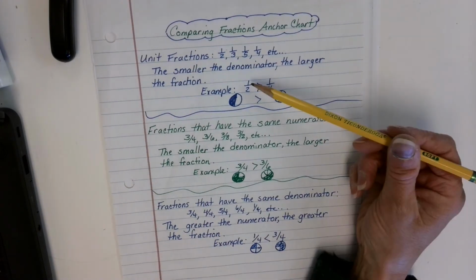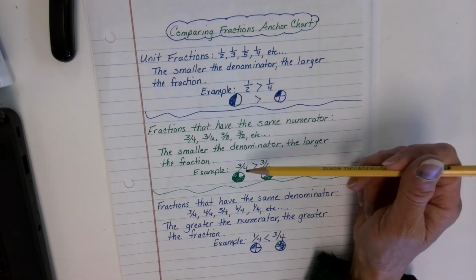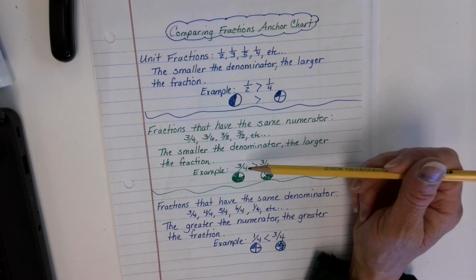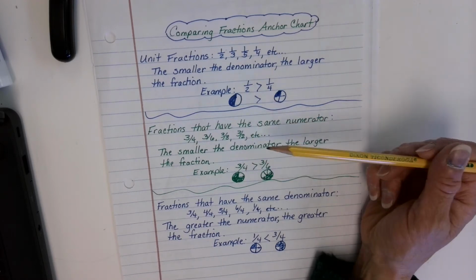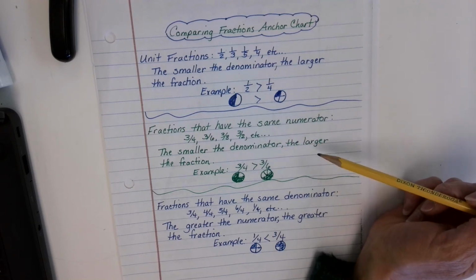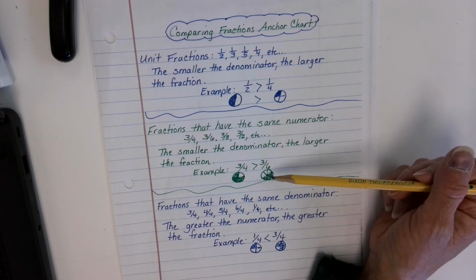So unit fractions have the same numerator. So do these fractions, whether it's a 3, a 4, a 5, a 6, whatever it is. If they're the same, the rule holds the same. The smaller the denominator, the larger the fraction, because the more pieces you have, the smaller the pieces are going to be, so you're not going to get as much.